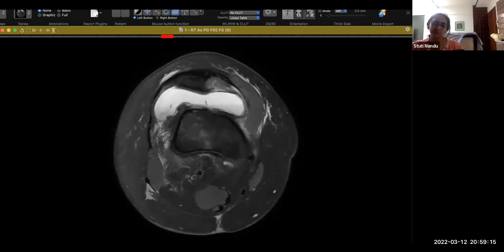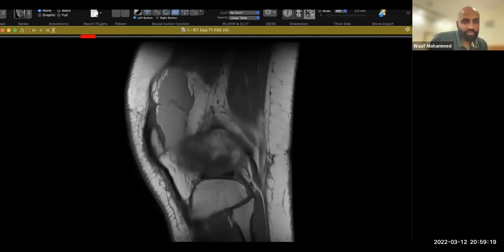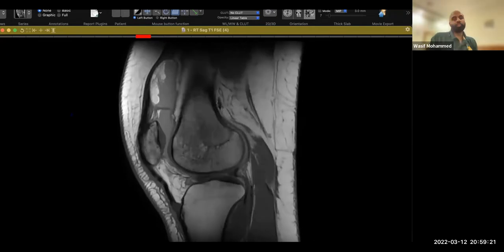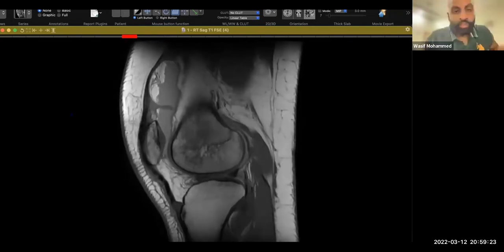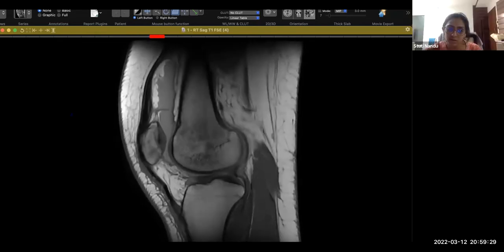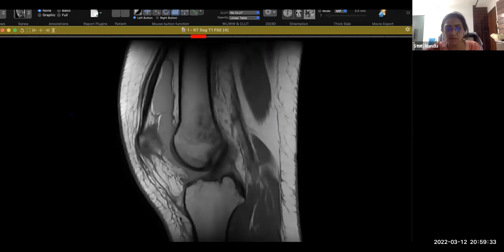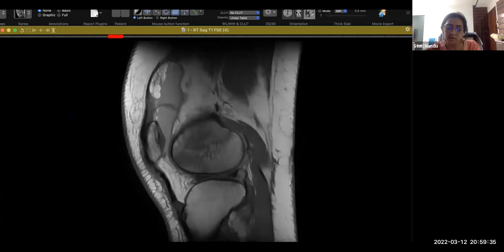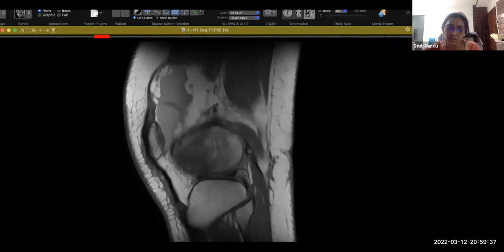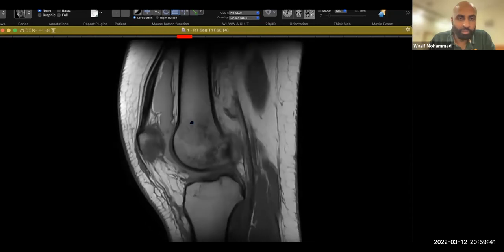I'm sorry, I'm not able to proceed further beyond this. Fine, just take a look here. These are the T1 weighted images. Any final thoughts? Yeah, so there is a linear signal. Ignore this. What about the rest?